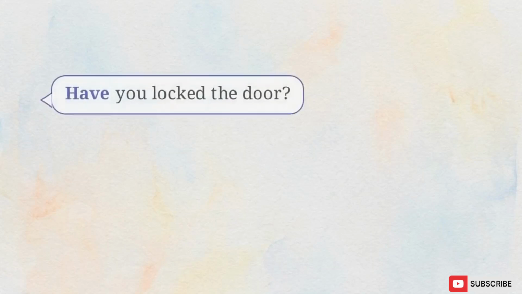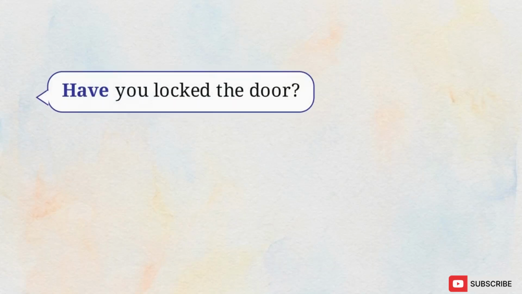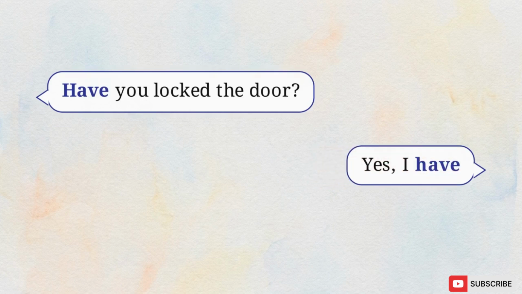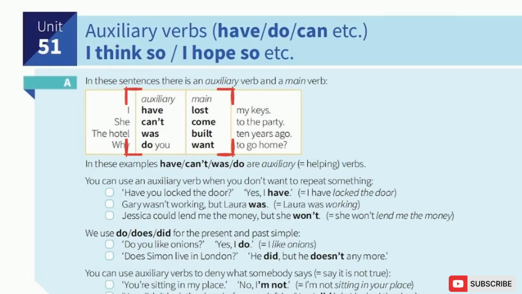Imagine a friend asks, "Have you locked the door?" A technically perfect answer is, "Yes, I have locked the door." It's grammatically correct, but it repeats almost every word from the original question. In natural conversation, however, that second phrase usually disappears. The speaker drops the repeated information entirely, leaving just a three-word response. Yes, I have. This reference table shows why that works.